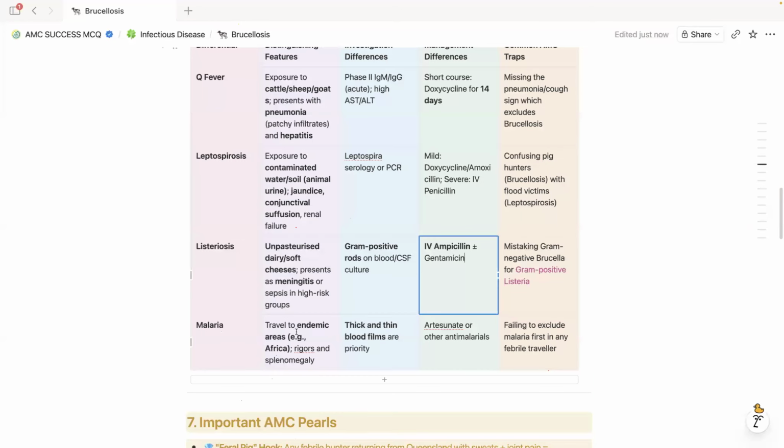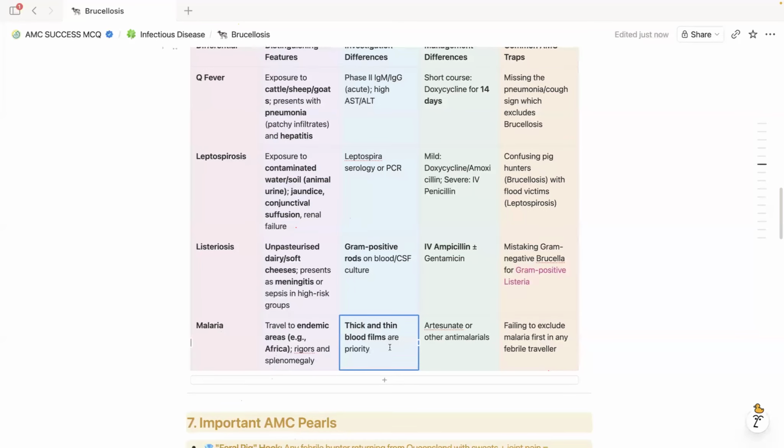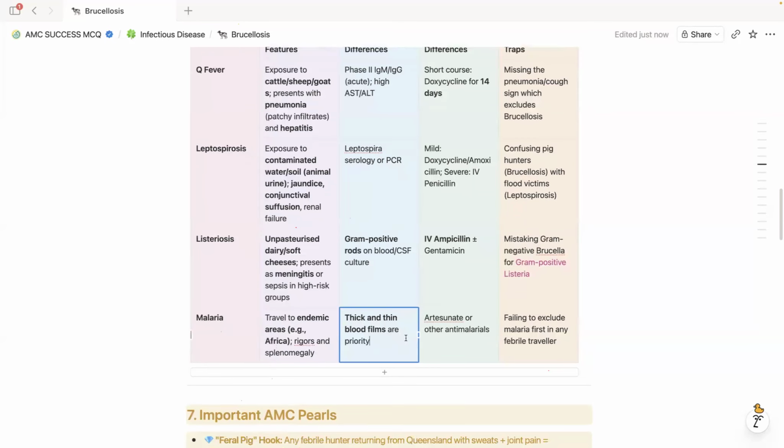Malaria: travel to an endemic area, such as Africa, with splenomegaly in this scenario. The investigation is thick and thin blood films. Management is artesunate or another anti-malarial. The clue here is failing to exclude malaria first in any febrile traveler.